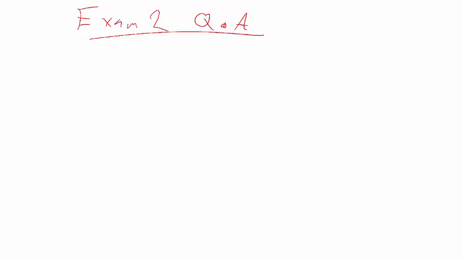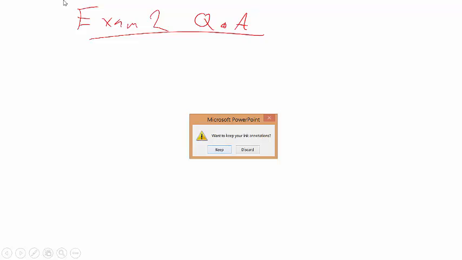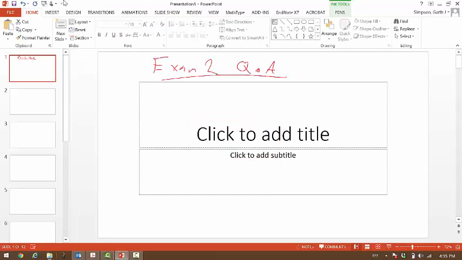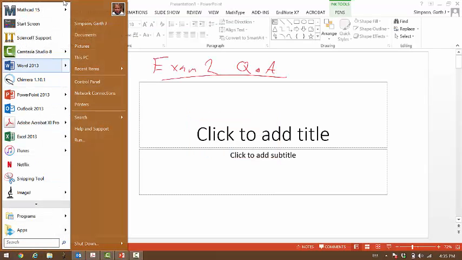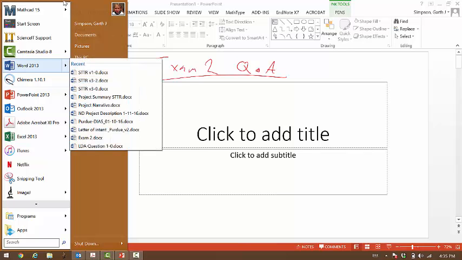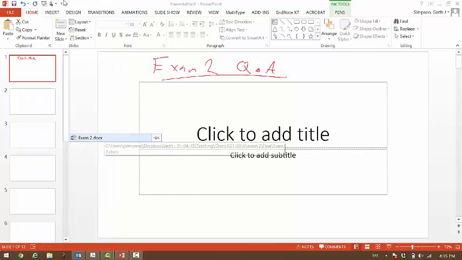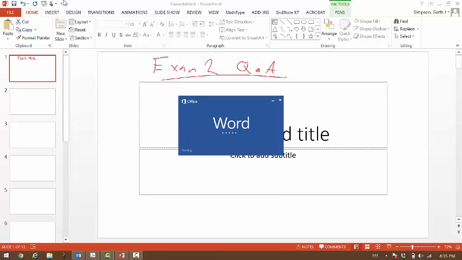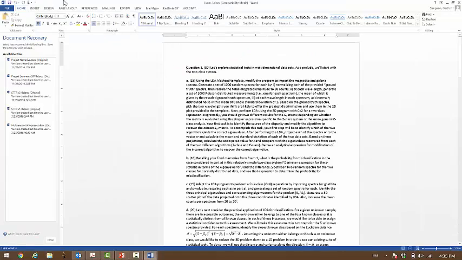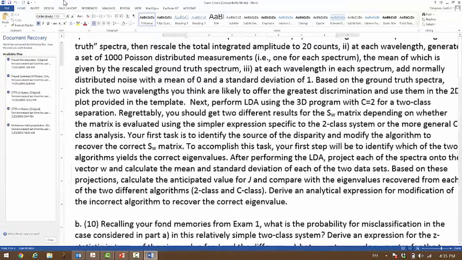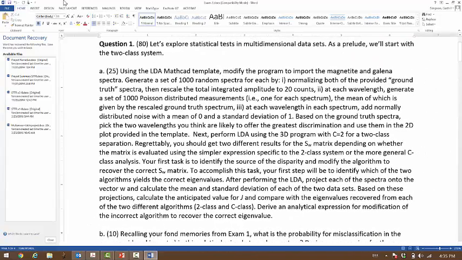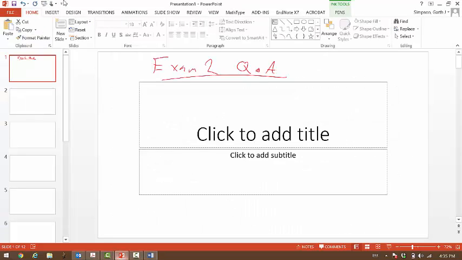Bring it on. Yeah. Third sentence. Boy, I'm going to have to pull up the exam, aren't I? Right. So, when it says rescale the total integrated amplitude, so first we normalize them separately, and then we're going to go and combine them and rescale? Yeah.